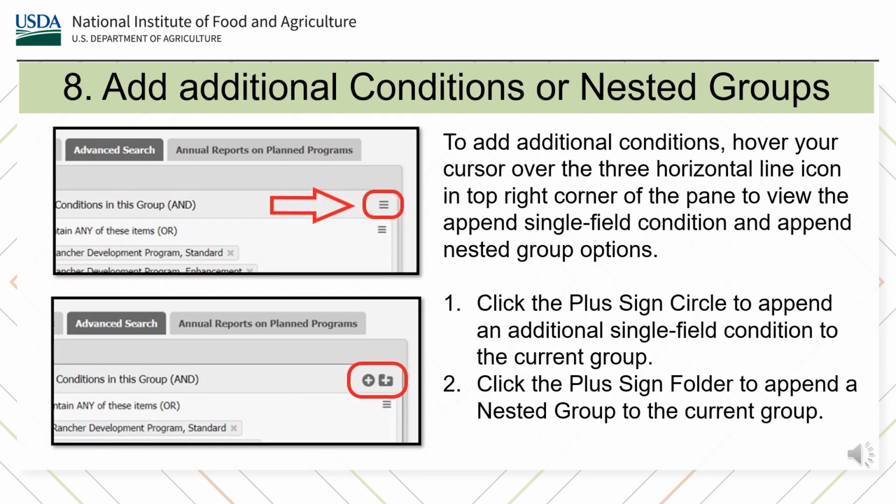Next, you may choose to add additional conditions or nested groups. To add additional conditions, hover your cursor over the 3 horizontal line icon in the top right corner of the pane to view the Append Single Field condition and Append Nested Group options. Click the + circle to append an additional single field condition to the current group. Click the + folder to append a nested group to the current group.